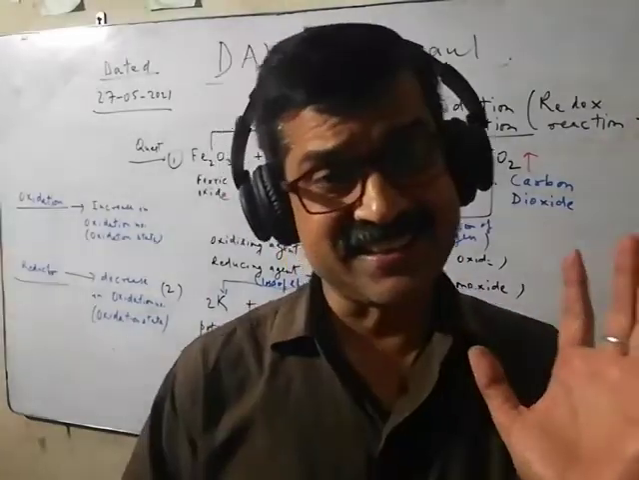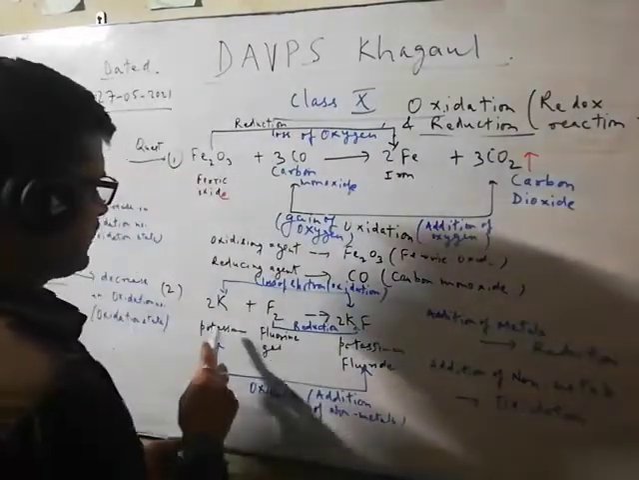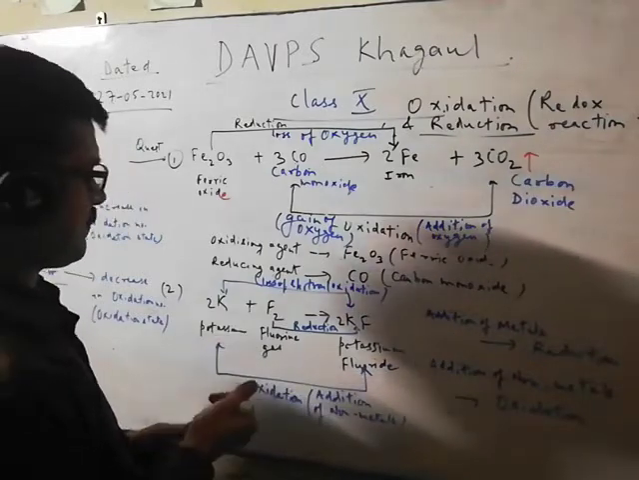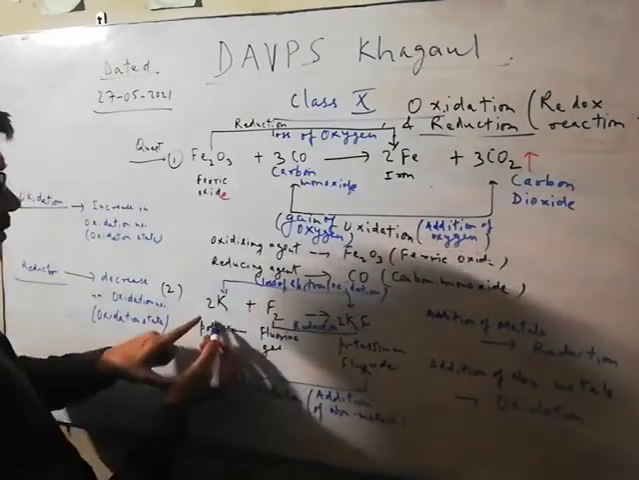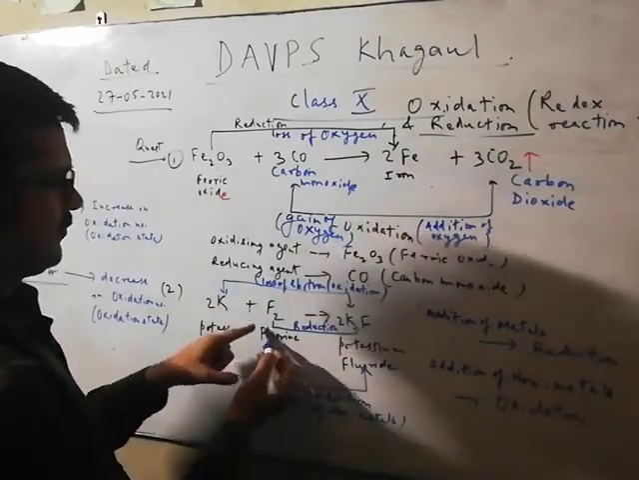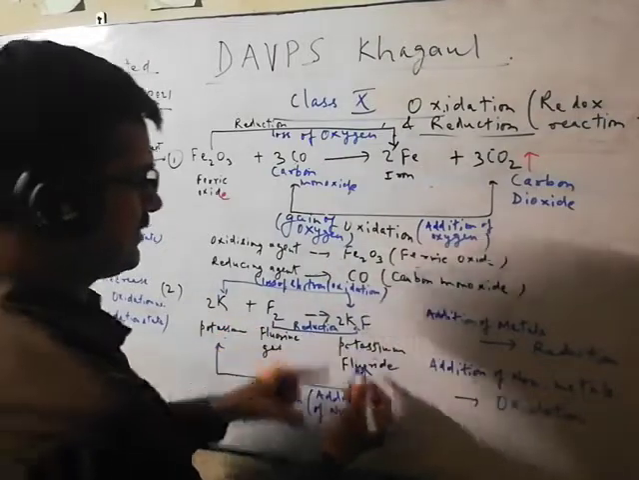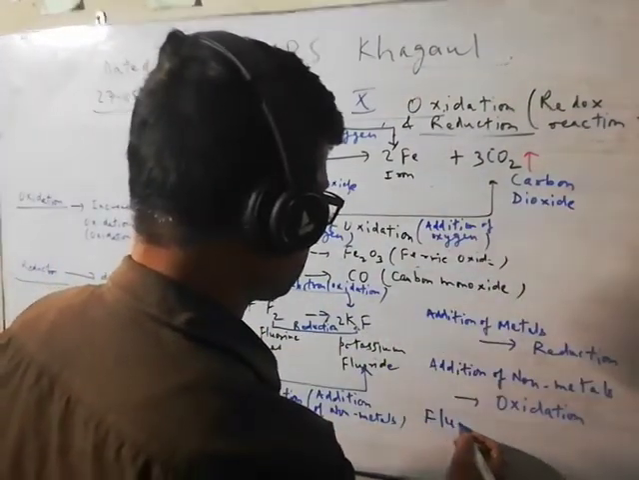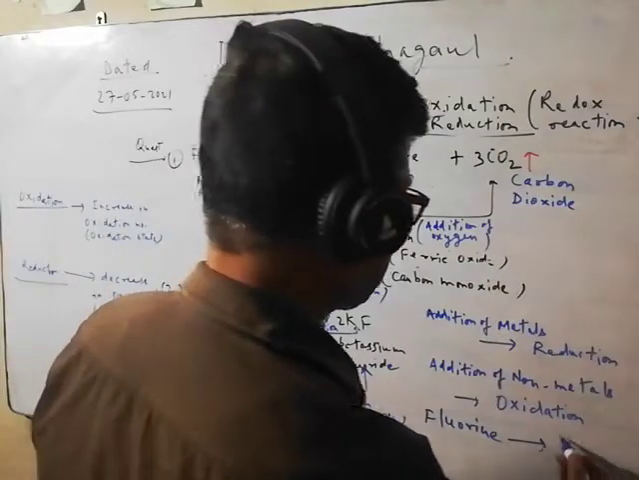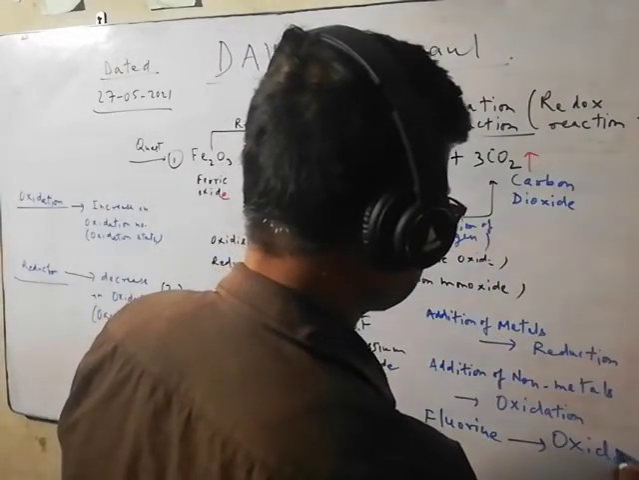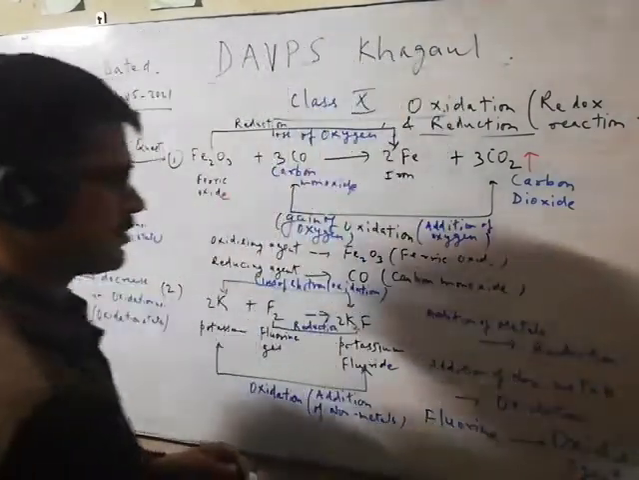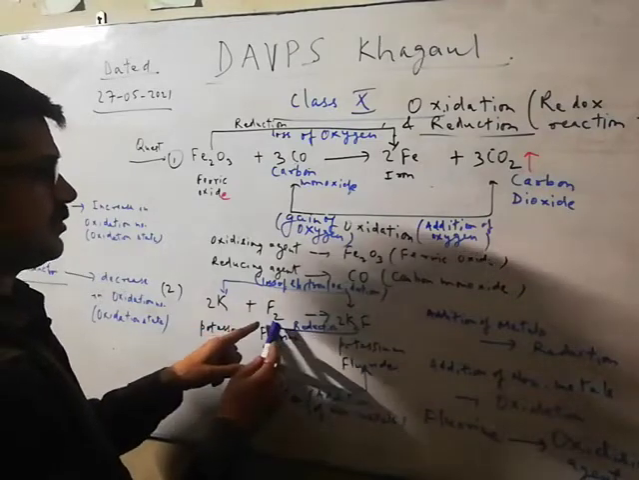Now, what is the oxidizing agent here? If you have to decide the oxidizing agent, potassium is going through oxidation, and fluorine gas is going through reduction. So fluorine will be the oxidizing agent, because it is going through reduction.